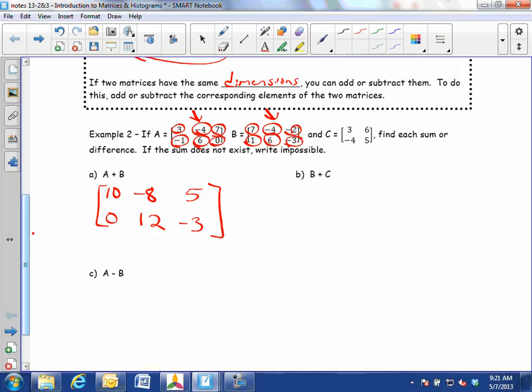Good. That's it. So what's the point of matrices? When you are working with lots and lots of numbers, it's a lot easier if you put them in an arrangement so you know which ones go where.